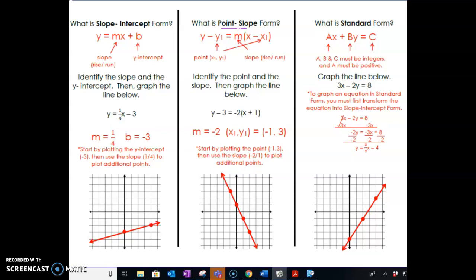And this is going to be the line 3x minus 2y equal to 8. This is that line. All right. Here are the notes. If you miss them, pause this, get the notes into your ISN, and we'll talk more about point slope form tomorrow in class.